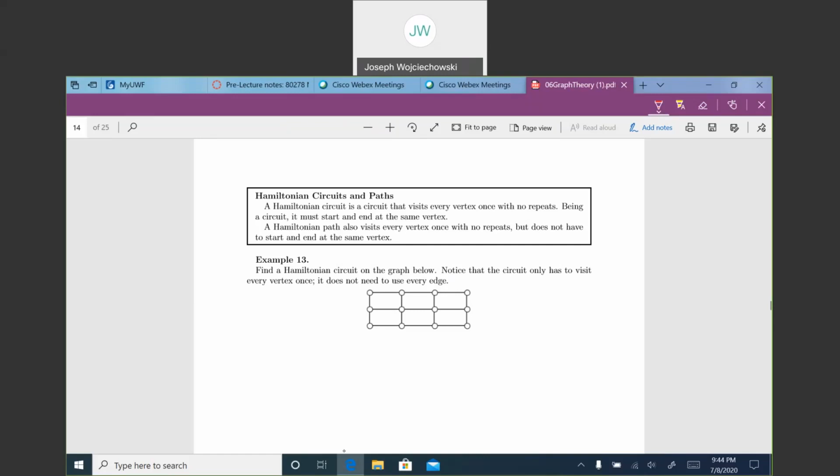Notice that the circuit only has to visit every vertex once. It does not need to visit every edge. So something simple like this. Boom, boom, boom. Let's draw some arrows for direction. That work? That's not going to work, is it? How about we do this?